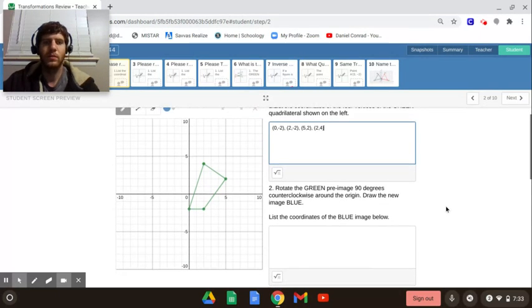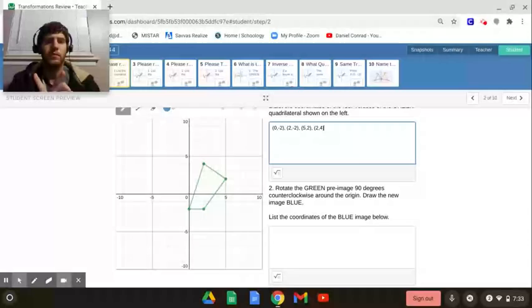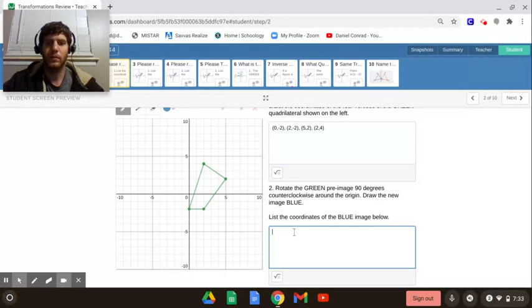So for rotations of 90 degrees and 270, we have a 2-step process. The first step is to switch the coordinates, so make the x the y and the y the x. And the second step is to figure out what quadrant it's going into so we can find the signs. Okay, so the first thing I'm going to do here for my 90-degree rotation is I'm going to switch the points. So (0, -2), I'm going to switch to (2, 0), because again, I don't care about the signs at this point. I'm just doing step 1.